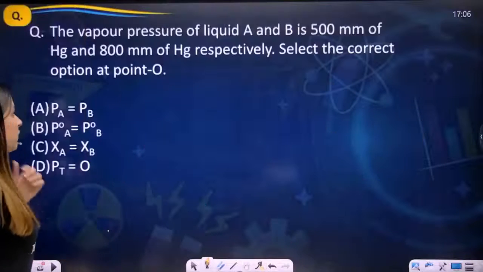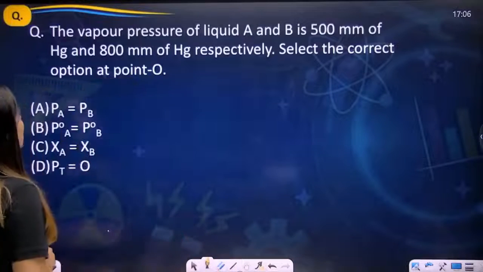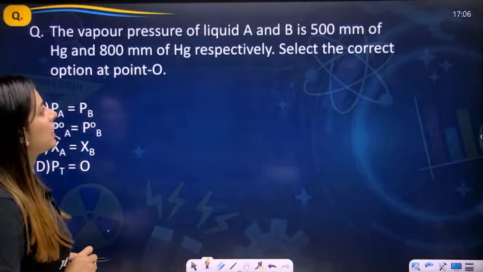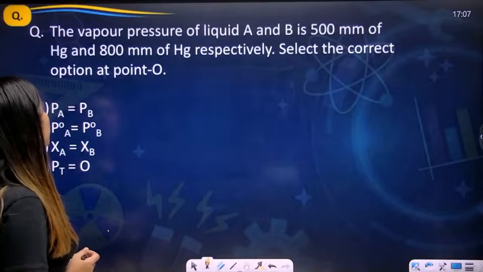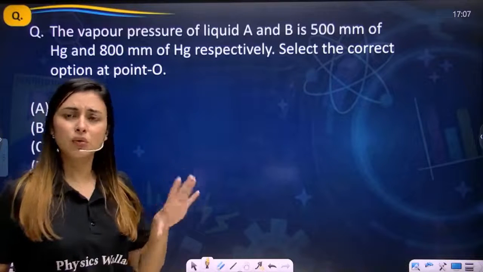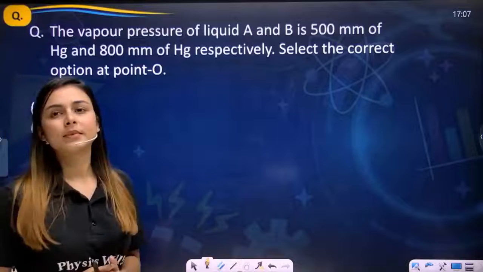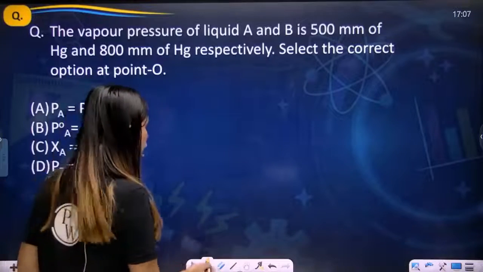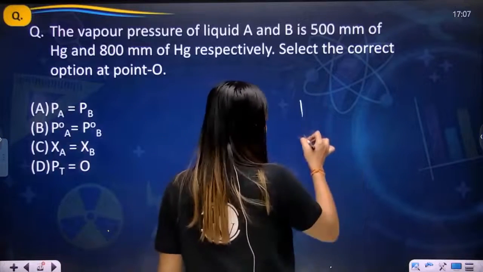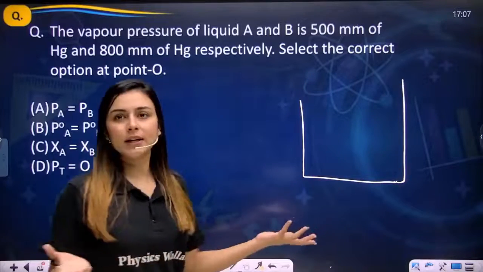Now we'll solve some questions. Okay, so what does the question say? The vapor pressure of liquid A and liquid B is 500 mm of Hg and 800 mm of Hg. That is, it is given the pure vapor pressure of those two components. Select the correct option at point O. Point O is not given. Okay, ma'am will draw. Actually, the plot is something like this. See, I'll draw the plot and you'll understand everything.